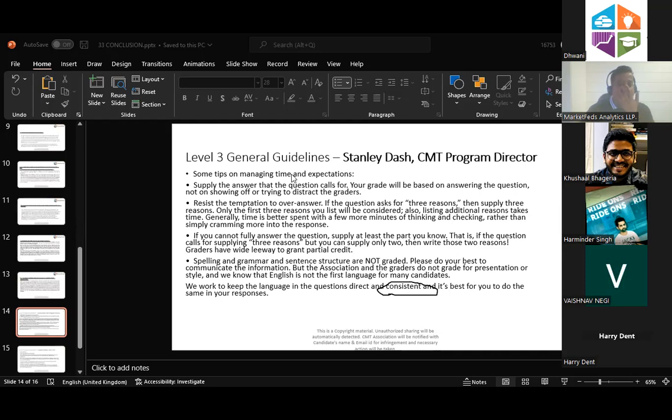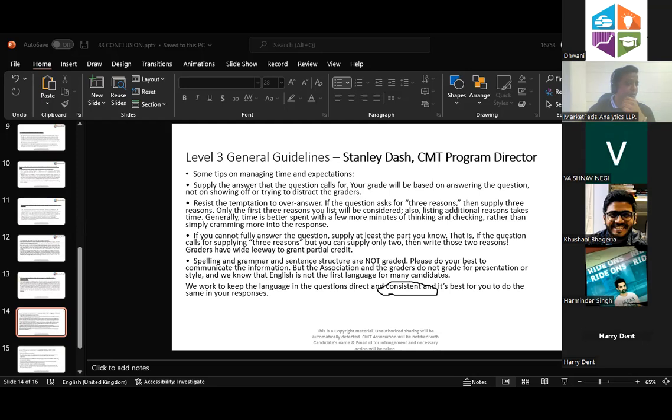Now, these are the general guidelines by Stanley Dash, and it is very important because Level 3 is, I believe, something everyone is attempting for the first time. If they are attempting for the second time, I think they would be very good with time management this time. But you will have to supply the answer that is asked. You don't have to type or distract the graders.